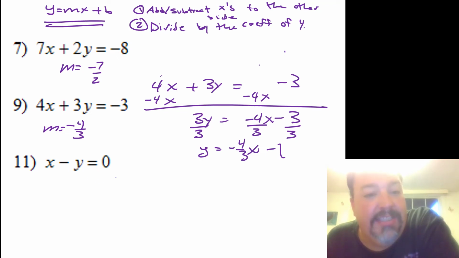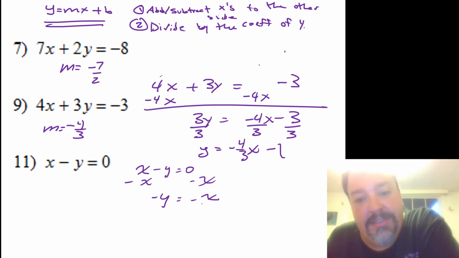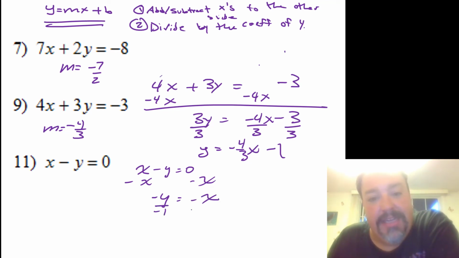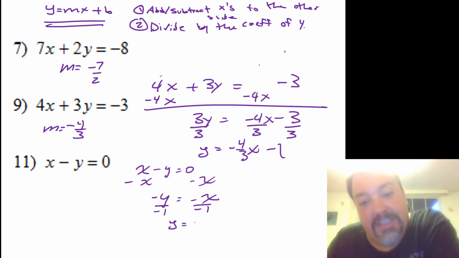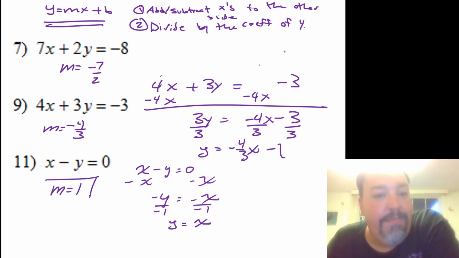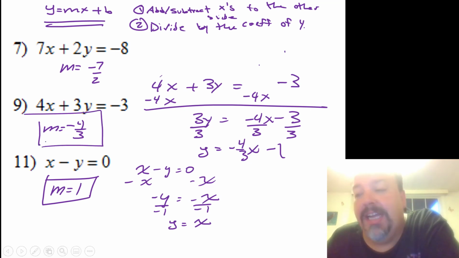Lastly, we have x minus y equals 0. We're going to subtract x from both sides. That gives us -y is equal to -x. And divide both sides by -1. And that's going to give us y is equal to a negative divided by negative is going to become a positive, and it's just going to become x or 1x. So the slope here is going to be 1. So for these, where you have it in standard form, you just have to follow these steps to get the y by itself, so you can read off the slope that's in front of the x.